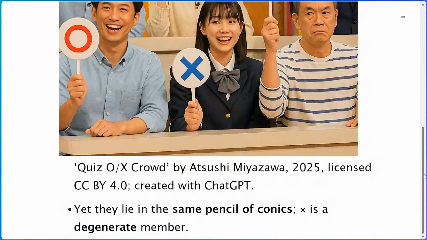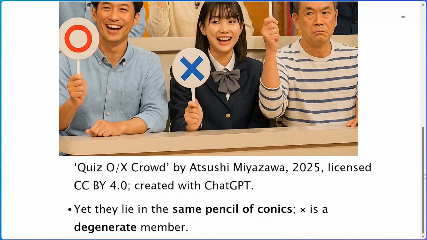This is a Japanese custom. We usually show a circle for yes and a cross for no. This is a Japanese custom, a little bit different in lecture style.